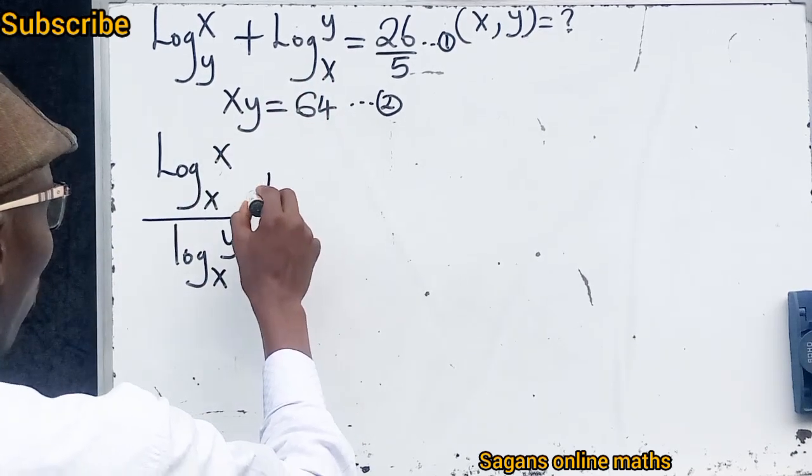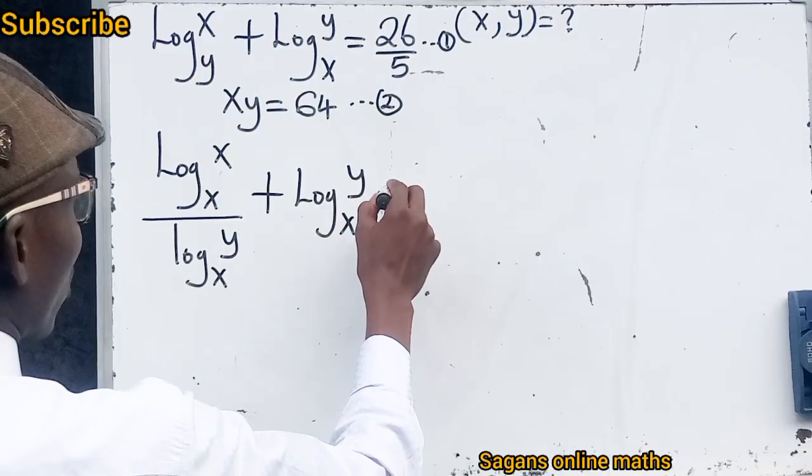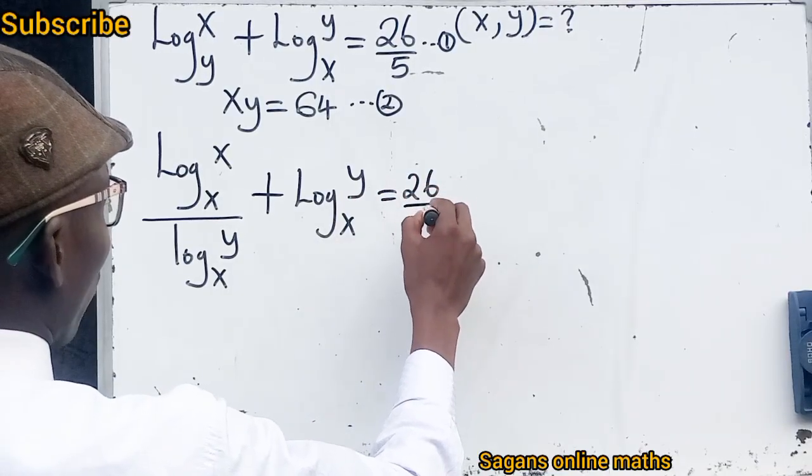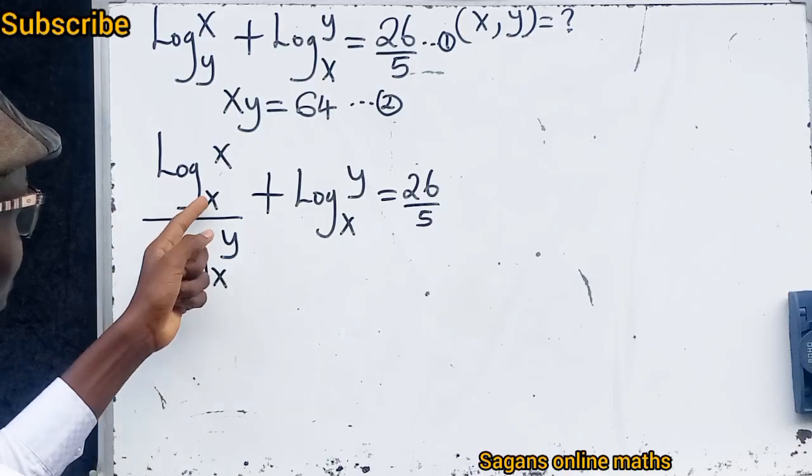So this one becomes plus log s, so log y base x equals 26 divided by 5. Is it not simple? Very simple. I've done it. I've done change of base. You can see I put everything here in base x.